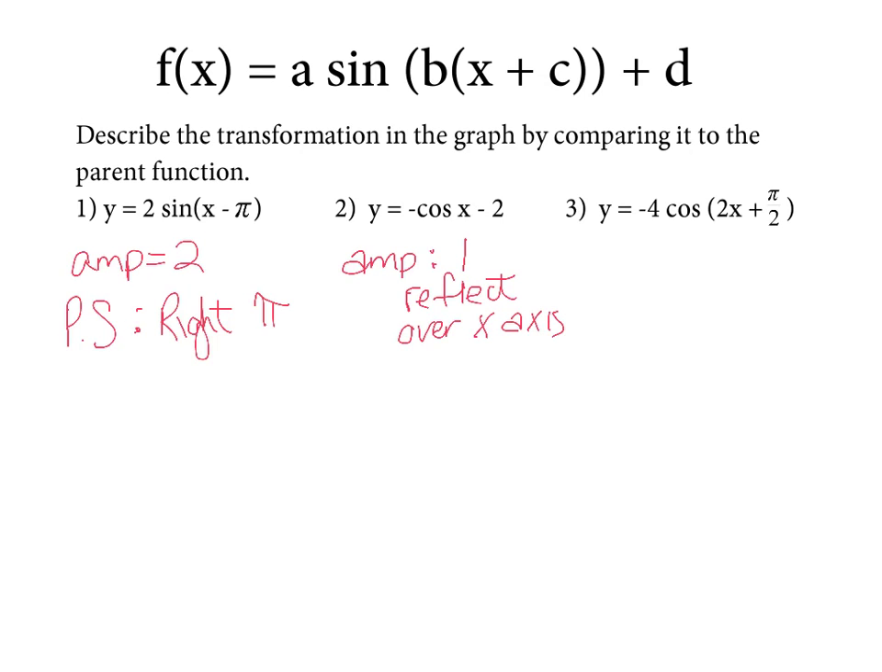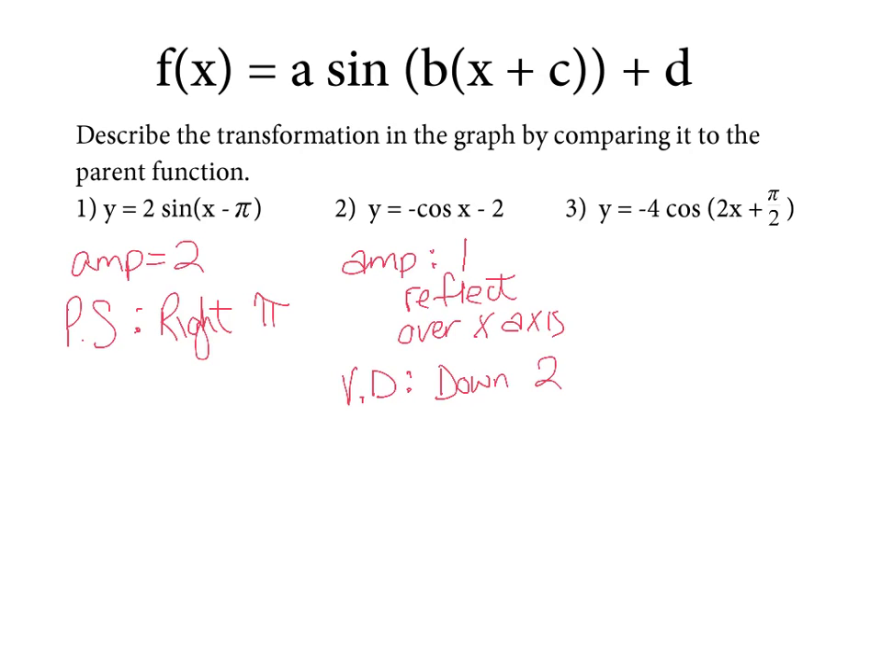The other thing that this graph has on it is the -2. Notice this is outside of any parentheses. There are no parentheses. This -2 is the d value. That's going to be a vertical displacement, and so the vertical displacement is going to shift it down 2 units.